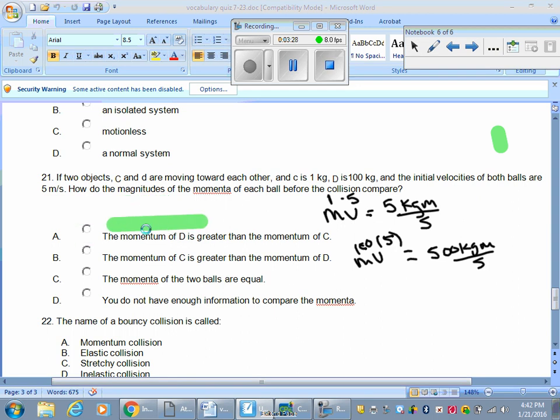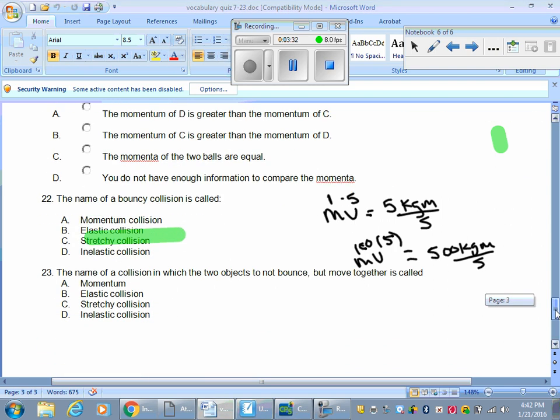Okay, but the impulse would be the same. The force would be the same. Okay. Name of a bouncy collision is elastic. Name of a stuck together, a sticky collision, is called inelastic.